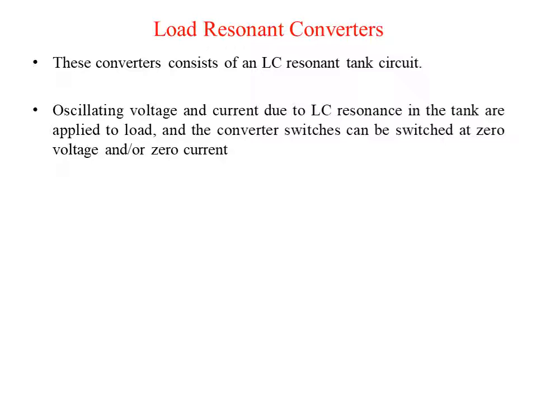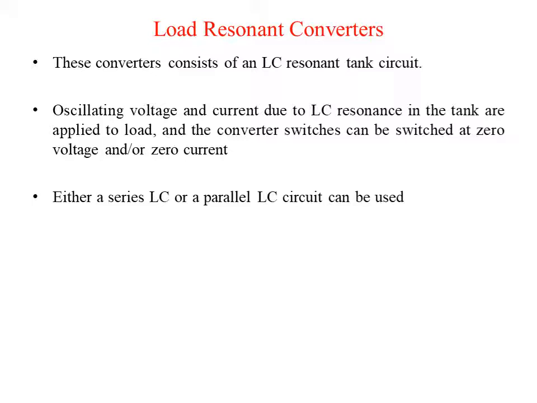That means when the resonance condition occurs, the voltages and current go to zero many times in one cycle, since due to resonance condition the frequency increases, and if the frequency increases the voltages and current go to zero many times in one cycle, and when the voltage and current cross the zero, at that time the switching signals are given to the converter.